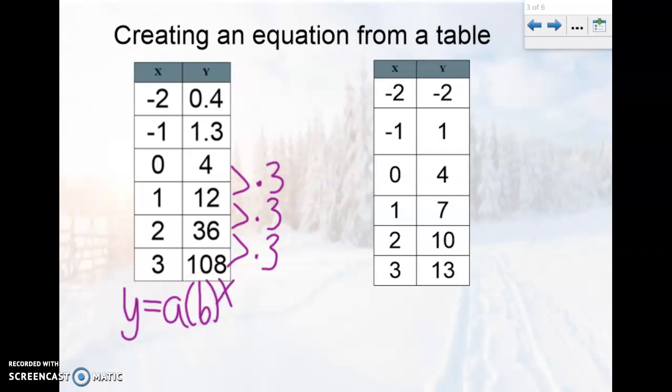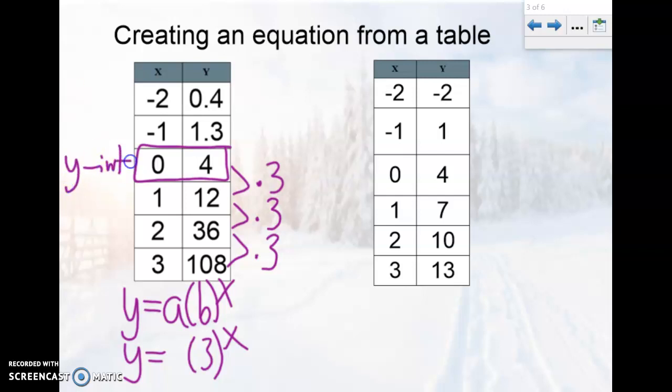So we've come up with the b value. We know how much we're multiplying by, but it's that a value that we're still having trouble coming up with. And again, just identify where x is at 0. 0, 4 gives us the y-intercept, and so therefore we can put a 4 right in there, and you've got your entire equation.